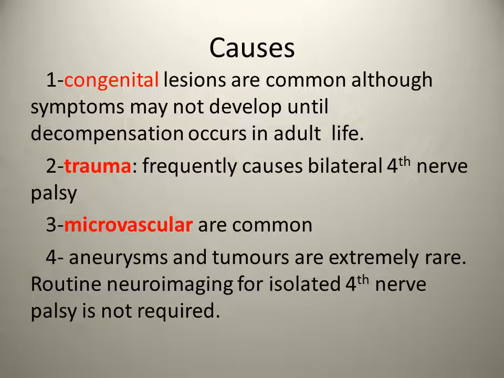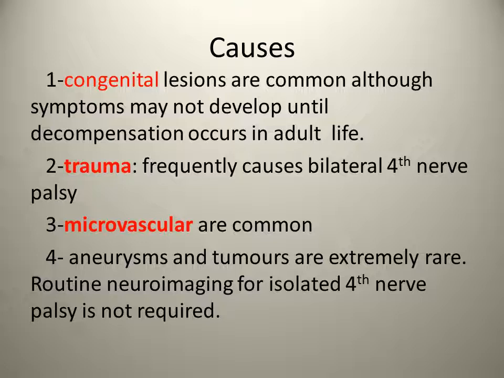Now, causes for fourth cranial nerve palsy. In children, the congenital causes are the most common, although sometimes the symptoms may not develop until decompensation occurs. Sometimes at the brain level there are what we call the vertical fusional mechanisms. There is an ability for the brain to control mild to moderate cases of trochlear nerve palsy by increasing the vertical fusional mechanisms. This is a positive adaptation at the brain level. But this mechanism may decrease or weaken, so decompensation may occur in adult life.